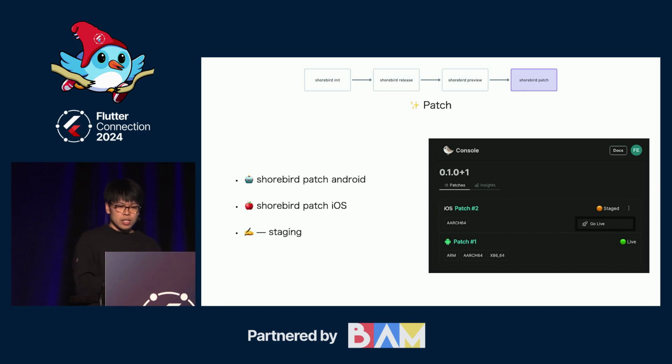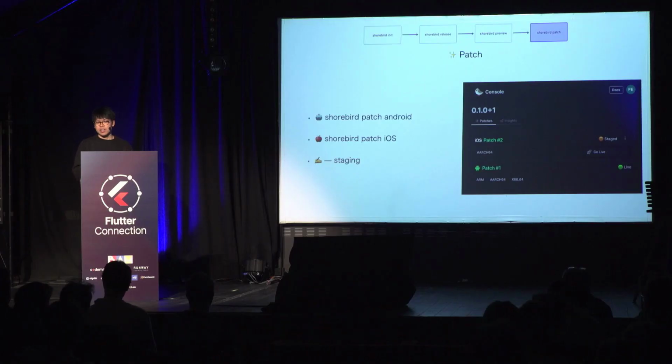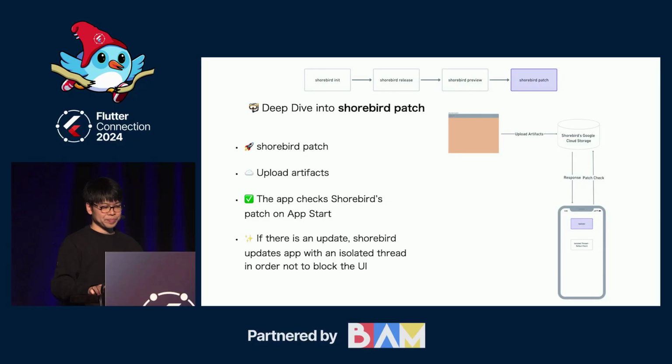By using it, you can avoid this potentially problematic situation in a production environment. When patching, using the staging and checking the preview command are much safer than patching directly. After using the staging argument and confirming that your patch works fine, head to the Shorebird console, where you find the Go Live button, and press it to send the update to the users.